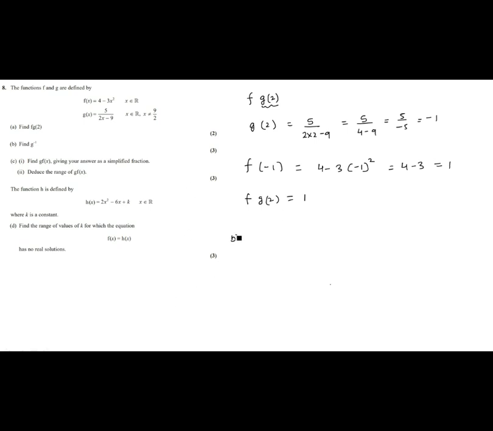Now part B, so find g inverse. So to find g inverse, you can first replace g of x as y equals 5 over 2x minus 9.